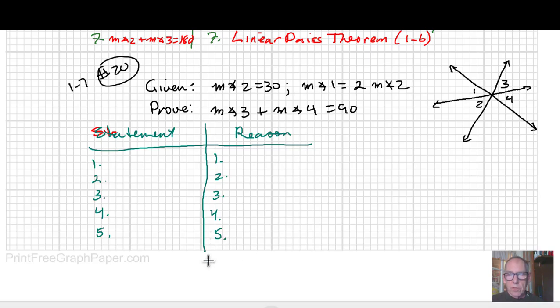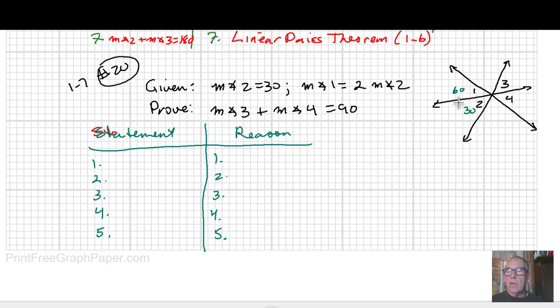I want to make sure all the steps logically follow. So let's think about what's going on with this one. Angle 2 is 30 degrees. Angle 1 is twice the measure of angle 2, so we're going to be able to show that that's 60 degrees. And then angle 1 is equal to angle 4 because of vertical angles. Angle 2 is equal to angle 3 because of vertical angles.